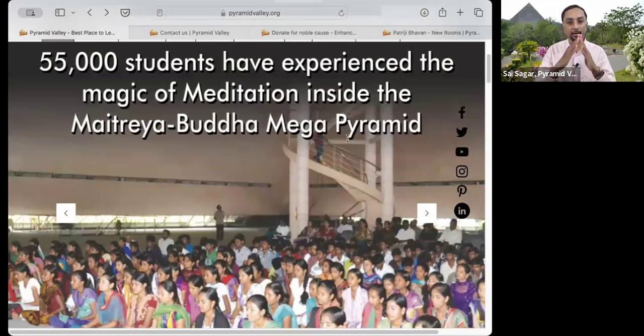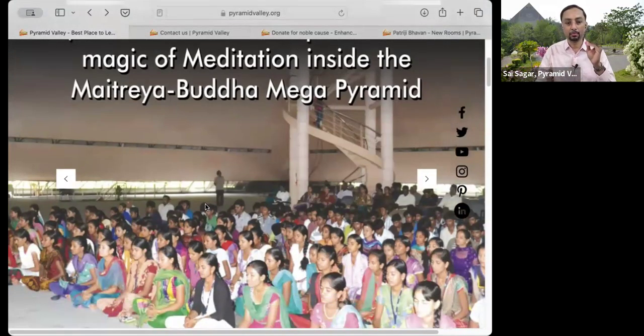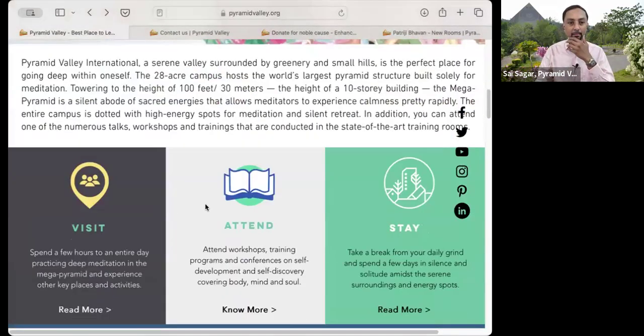It directs cosmic energy much more efficiently. It regulates the flow of cosmic energy because of the construction. The pyramid is constructed in a special way. But you can find more details of that on our website. So the pyramid is the meditation place or spot. A lot of people come every day and meditate.